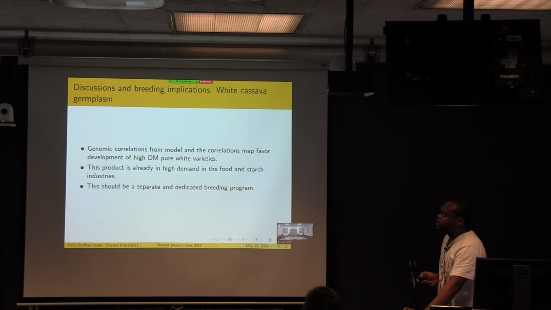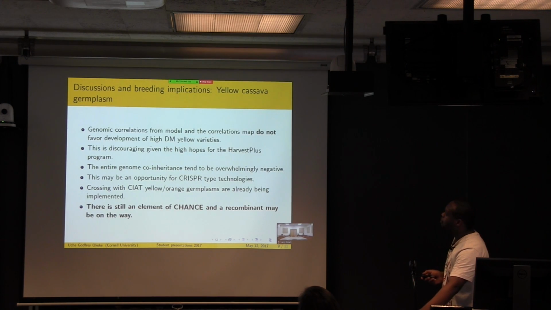So what does this mean for the program? It means that this favors development of high dry matter white varieties, and in fact, this product is already in high demand in Africa, both for the food and starch industries. And we will recommend a separate breeding program for this. And then if you move to yellow, we observe overwhelmingly that it doesn't favor yellow variety development.